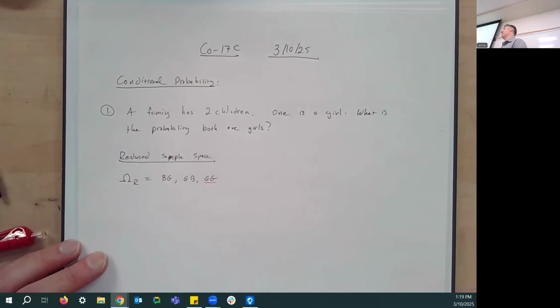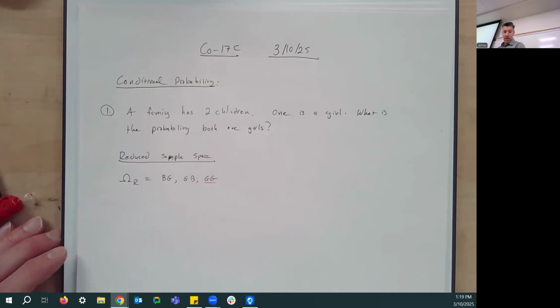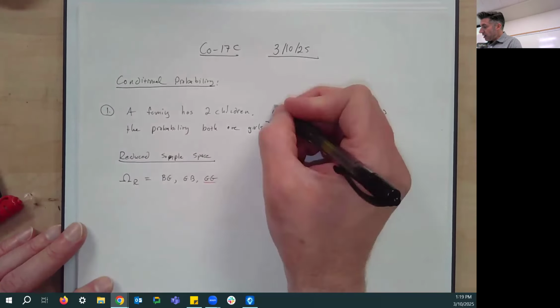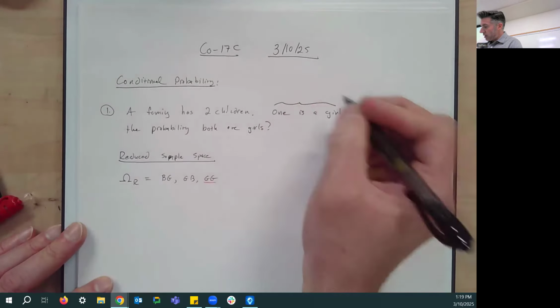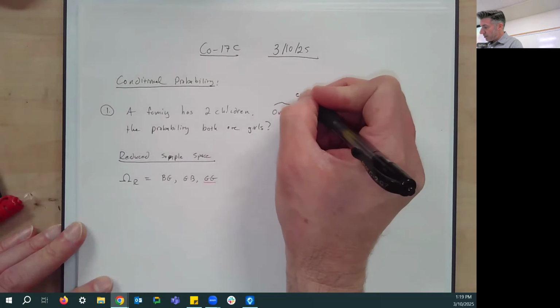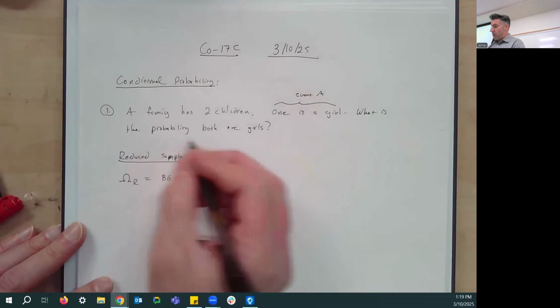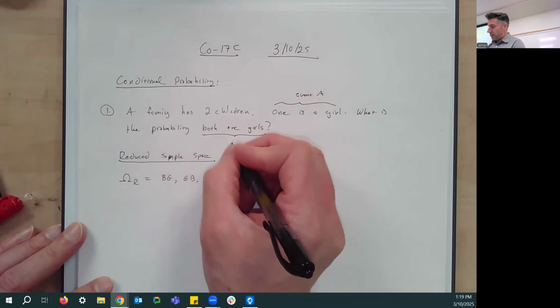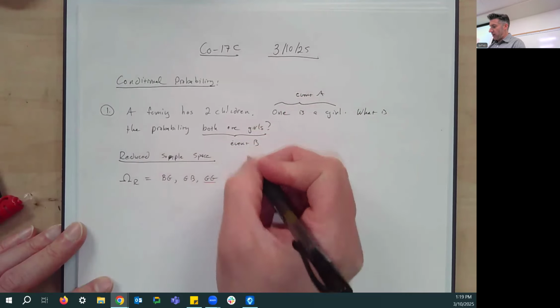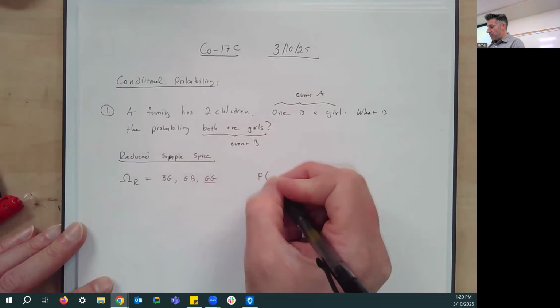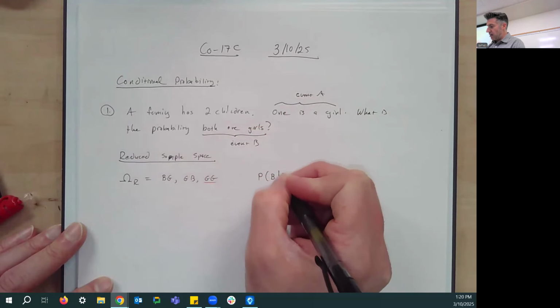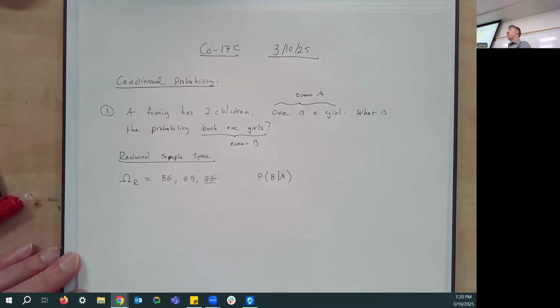So I've done myself a disservice. I should have given these things some names. So if I say, knowing that one is a girl is event A, and trying to find the probability that both are girls being event B, then what I'm trying to find is the probability of B given A. The thing you know always gets written second. So we know A is true.